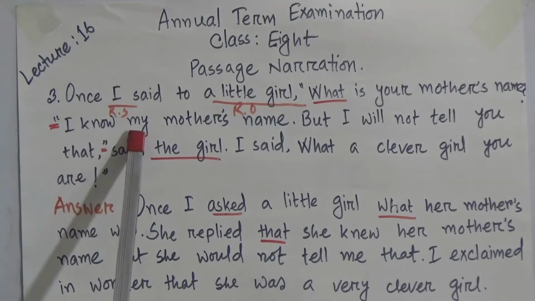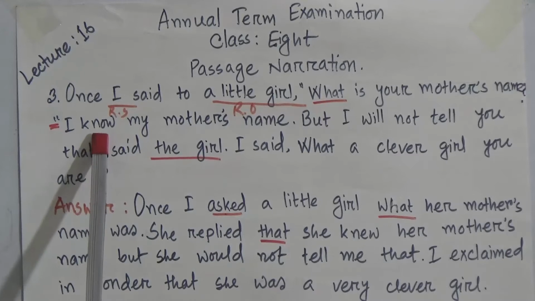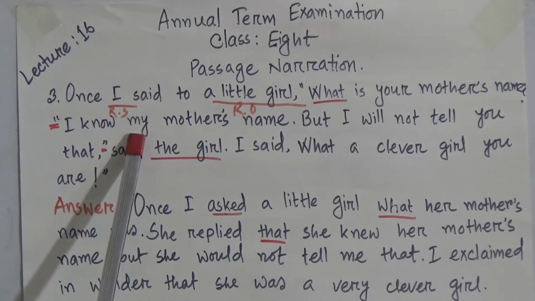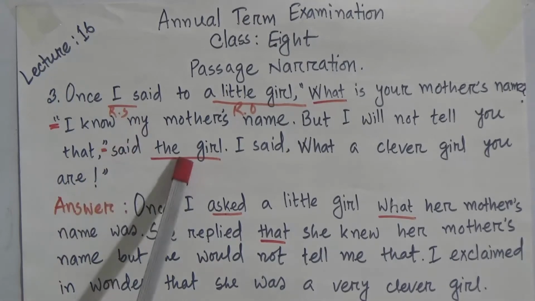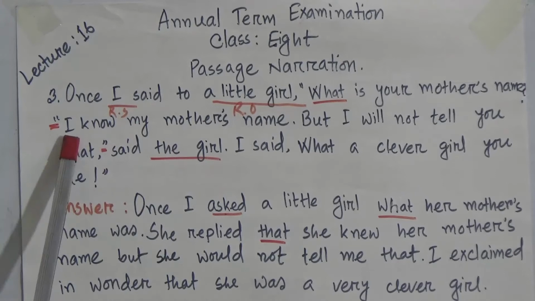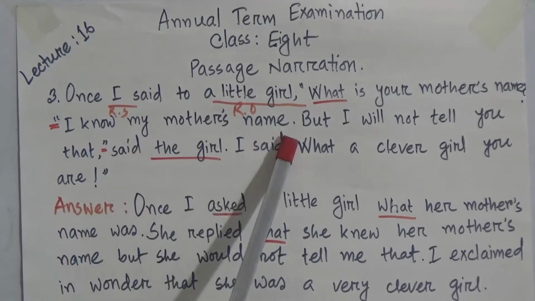She knew my. My is first person. It also will change according to the subject, the girl. She knew my. I, me, my. My is in the possessive form. So what is the possessive form of she? She, her, her. Okay. So she knew her mother's name.